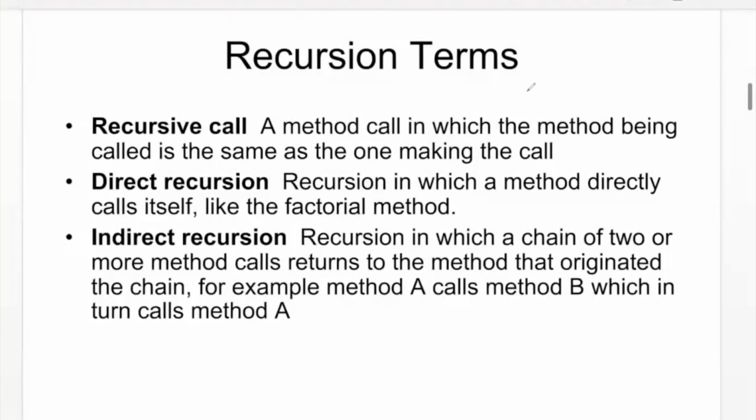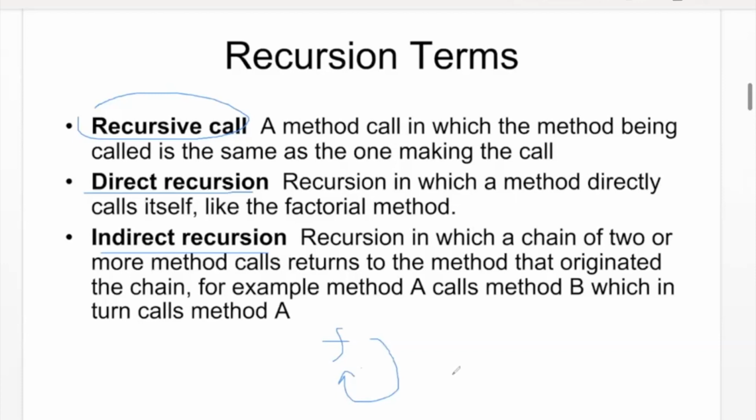Let's talk about recursion terms. Recursive call. It's a method call in which the method being called is the same as the one making the call. So direct recursion is a method directly calling itself. One example is factorial. And the other one is called indirect recursion.